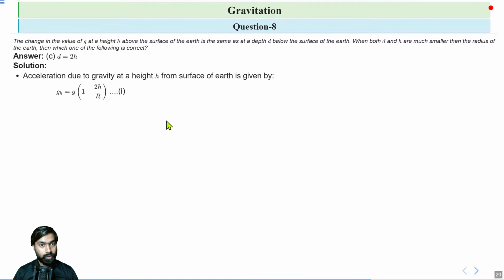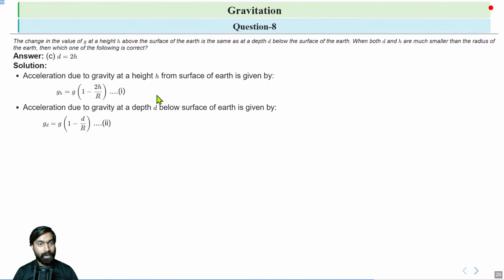Let's see the solution. So we know the formula to calculate the acceleration due to gravity at height h from the surface of the earth, that is gh is equal to g into 1 minus 2h divided by r. Yes or no? So let this be equation first. And acceleration due to gravity at a depth d below the surface of the earth, the formula is gd equal to g into 1 minus d by r.